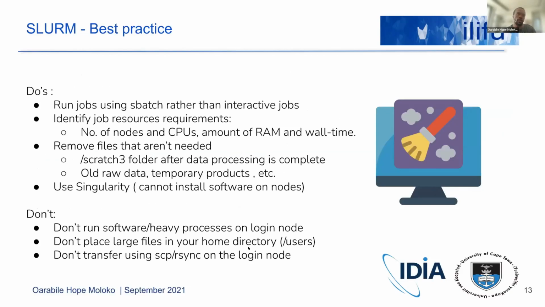There's a document for allocating efficient requirements for the jobs that you want to run on the system, and basically removing all the raw data, using already existing packages by either loading them or using Singularity containers that are good for reproducibility, and also do not run software on the login node, because there's not enough space to be running anything there.